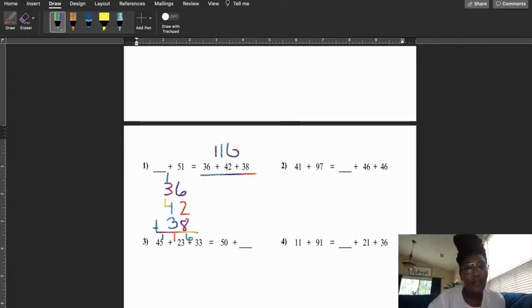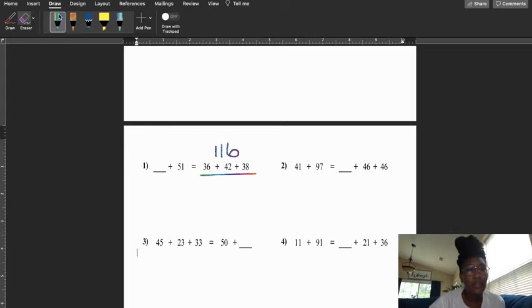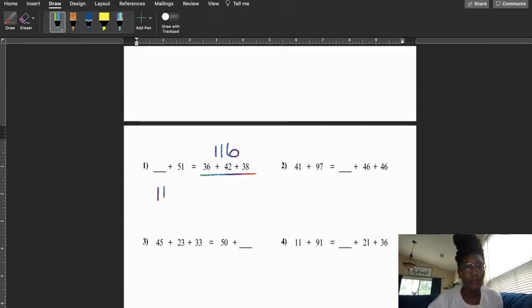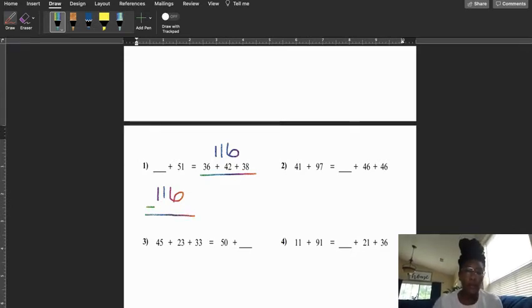So what does my other side have to equal? It has to equal 116. All right, so 51 plus what is going to give me 116? So I'm going to take my 116 and I'm going to subtract 51. Or if you want to do the number line and count up, you can do that as well. Why don't we do that instead? Let's do that instead.